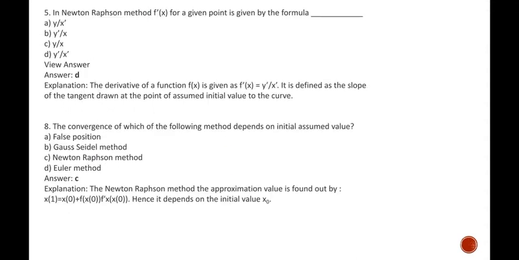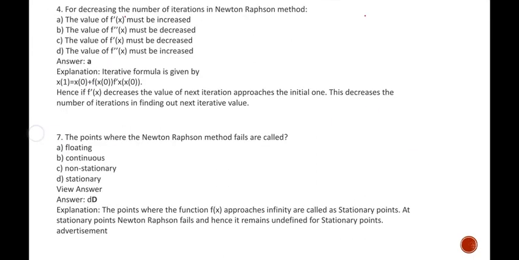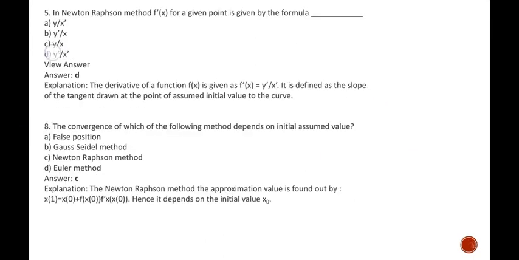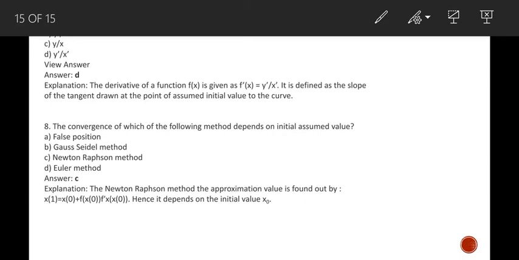In the Newton-Raphson method, f dash of x for a given point is given by the formula y dash upon x dash, the derivative. The explanation is also given here. The derivative of the function f of x is given as f dash of x equal to y dash upon x dash. It is defined as the slope of the tangent drawn at a point of the assumed initial value of the curve.